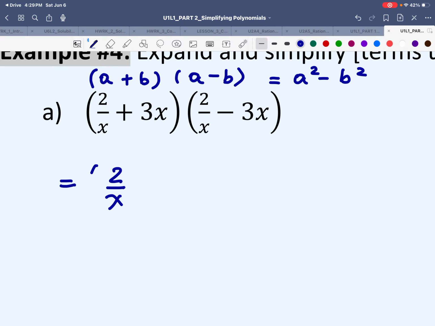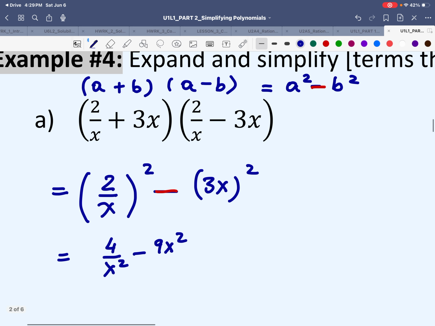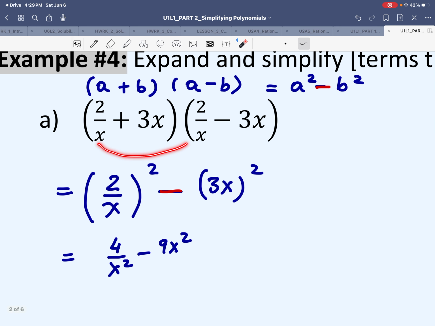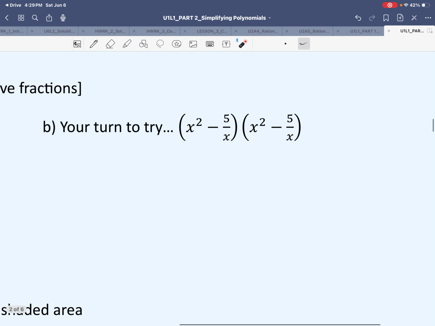All you have to do is bring 2 over x to the power of 2, and then 3x to the power of 2, and the sign in between will be a minus, so this minus in here. And in a more simplified form, this will turn to 4 over x squared minus 9x squared. And this is a good enough way of expanding this. But in case you forgot the formula, you simply will have to perform the multiplication the FOIL way. So that's the answer. Now you can try this.